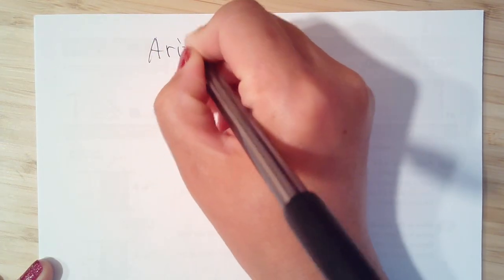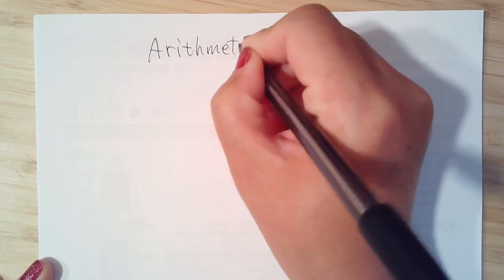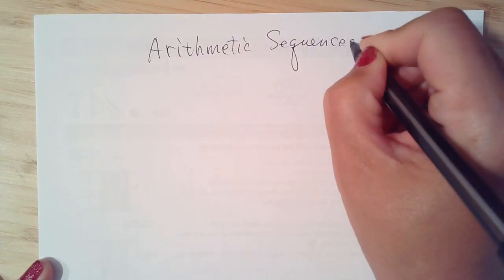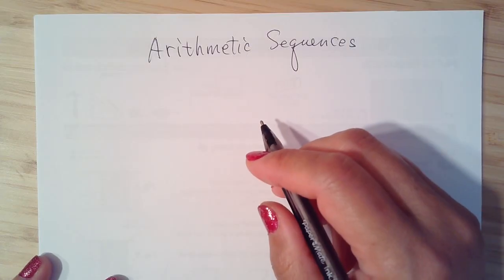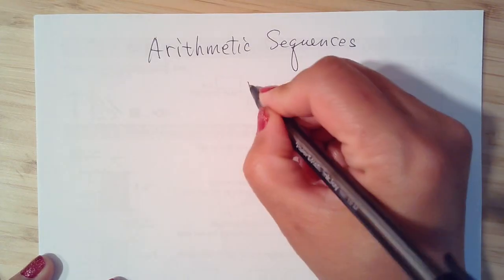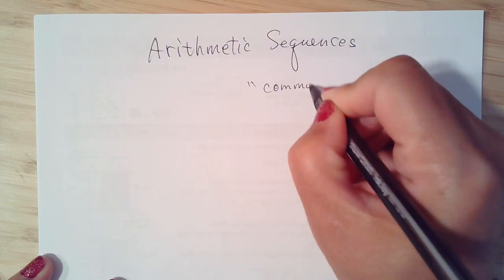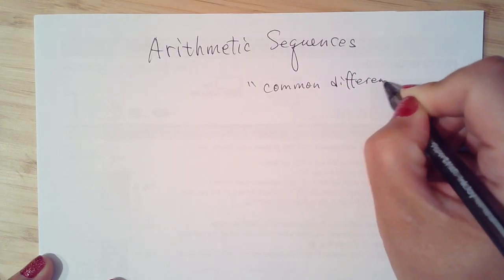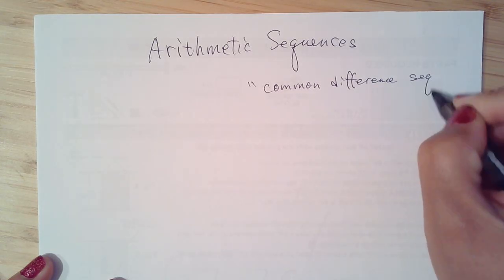Okay, after we talked about sequences, we are going to talk about one very special type of sequence. It's called an arithmetic sequence. There's another term for that. It's called a common difference sequence. It's just like a nickname.